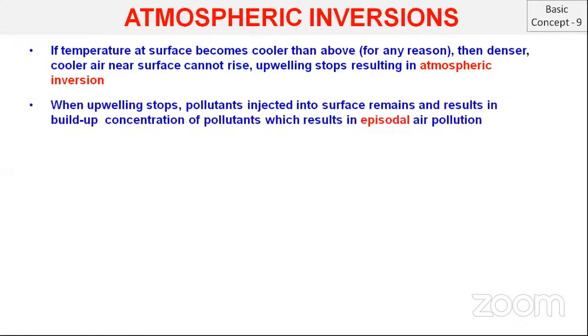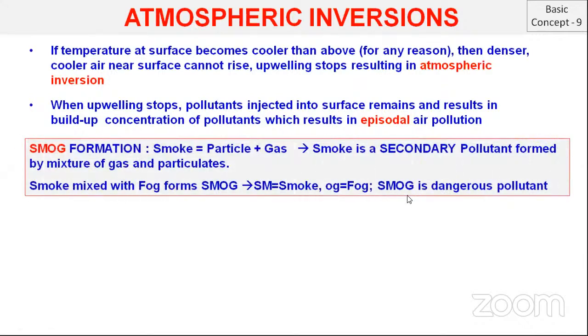When upwelling stops, pollutants injected into the surface remain as they are because they are not diluted, and this results in a buildup or accumulation of the concentration of pollutants, and that is what is called an episode. An episode can span from 1 hour to around 5 or 6 days in a continuous manner, and during this short span of time, because there is a surge of pollutants, all dangerous diseases set in, and we get completely ill within a very short time. So it is an acute episodal phenomenon, right?